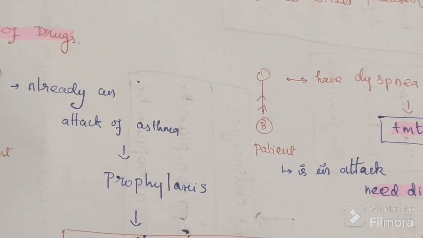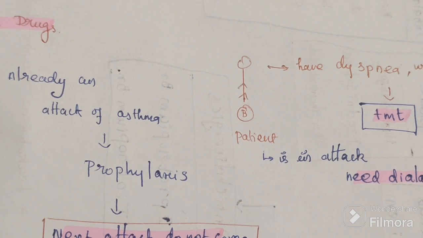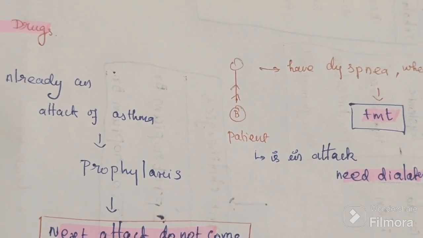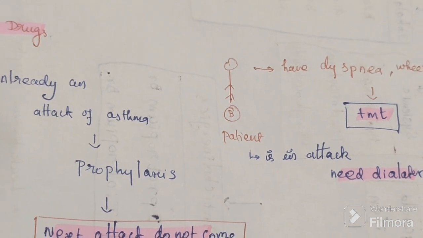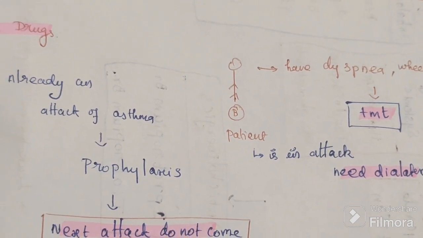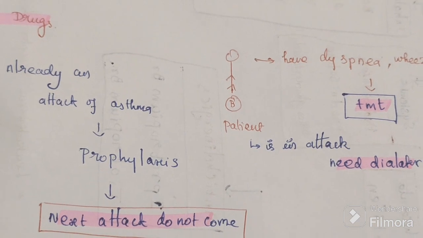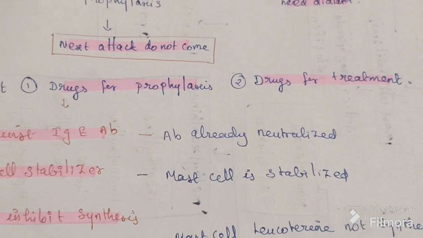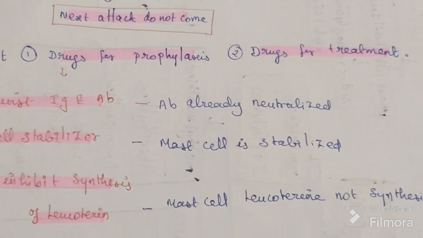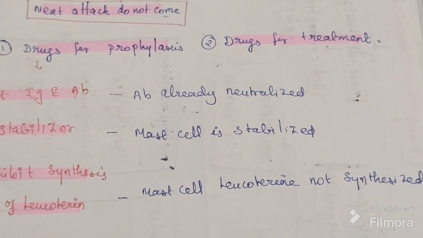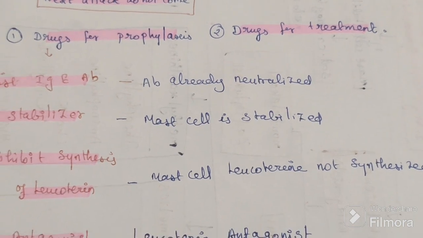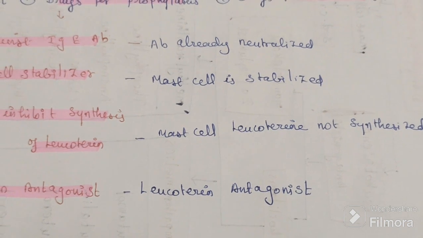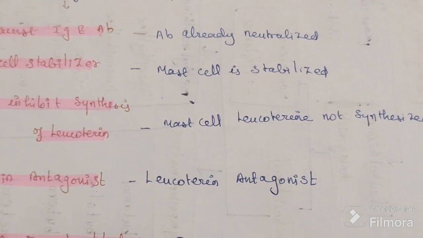Imagine the person has been attacked, and we give these drugs for prophylaxis against the next attack. So if the antigen enters the second time, the attack will not occur. Either the antibody is already neutralized, or the mast cells are stabilized, or leukotriene is not synthesized inside the mast cell, or leukotriene is antagonized, or the receptors are blocked. So this is for prophylaxis.